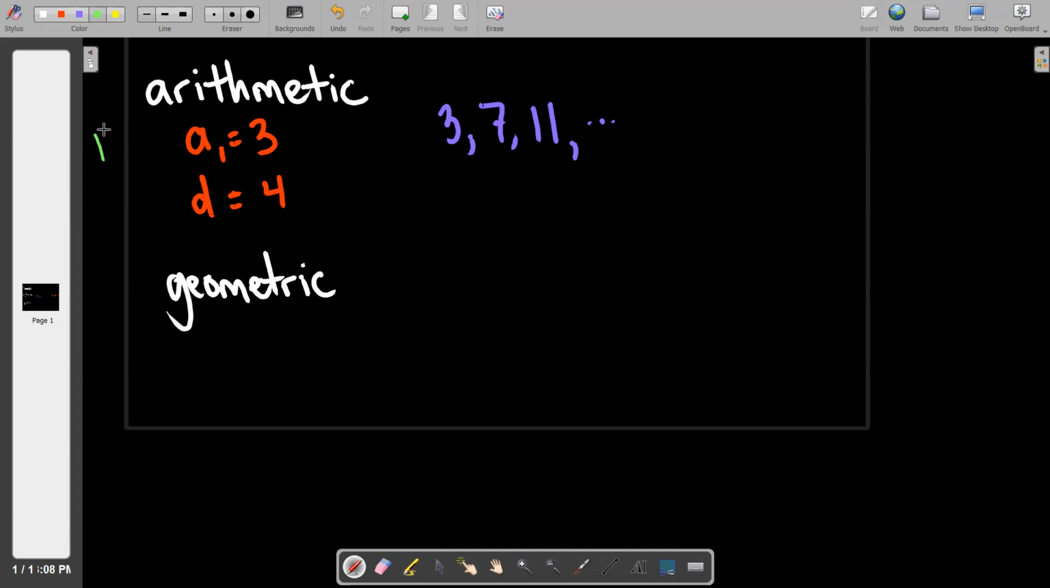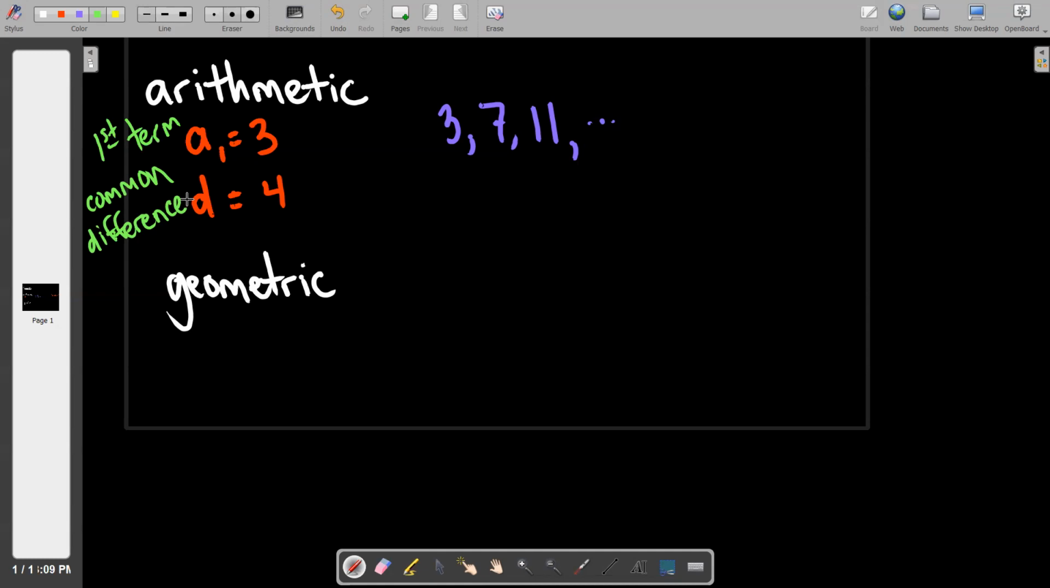A sub 1 is the first term. By the way, if I wanted the 34th term, I would write a sub 34. If I wanted the 10th term, I would write a sub 10. So that little subscript just represents how far into the sequence am I. That's all. And then D is what we call the common difference. And that's just a word that we use in math to represent how far one number is away from another. So we good on those two terms?